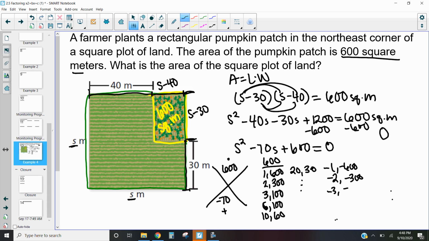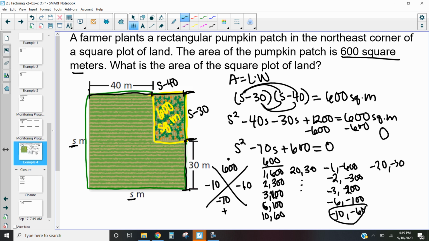Negative 3, negative 200, negative 6, negative 100, negative 10 and negative 60, negative 20 and negative 30. All of these things here will multiply to get 600. Now I only want the pair that adds to get negative 70, and that's going to be this pair right here, the negative 10 and the negative 60. So in my X, I have a negative 10 here and a negative 60.